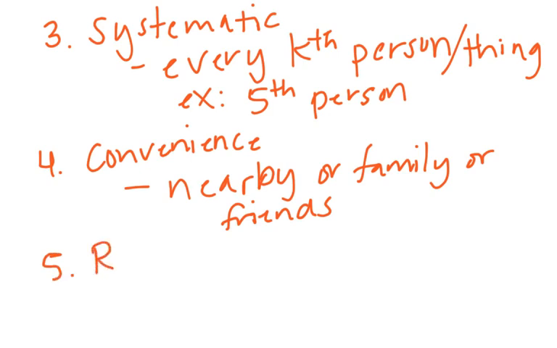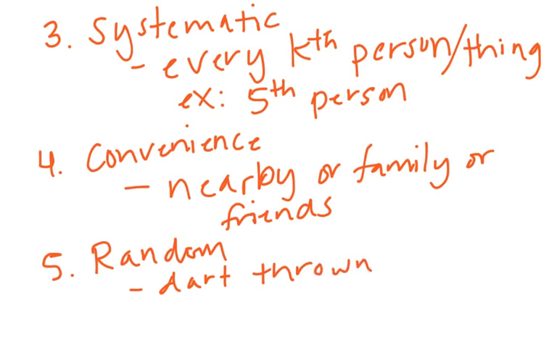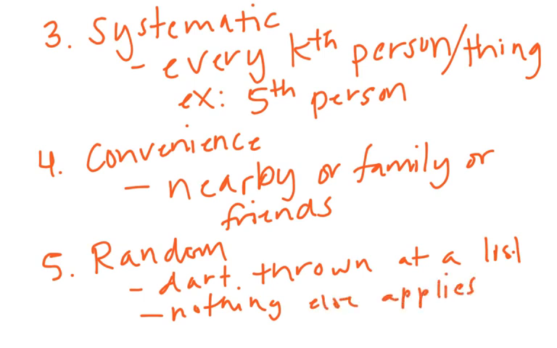Number 5 is random. Random is when nothing else applies. Have you ever heard of throwing a dart at a list? A dart thrown at a list? That's an example of random. Random is when nothing else applies. Now, here's the problem students have. They see the word random in there, and that makes them want to choose random. That's not it. Don't go that way.